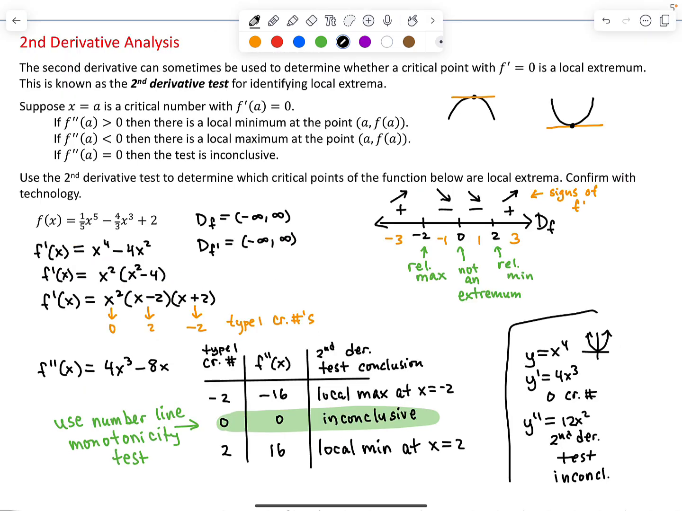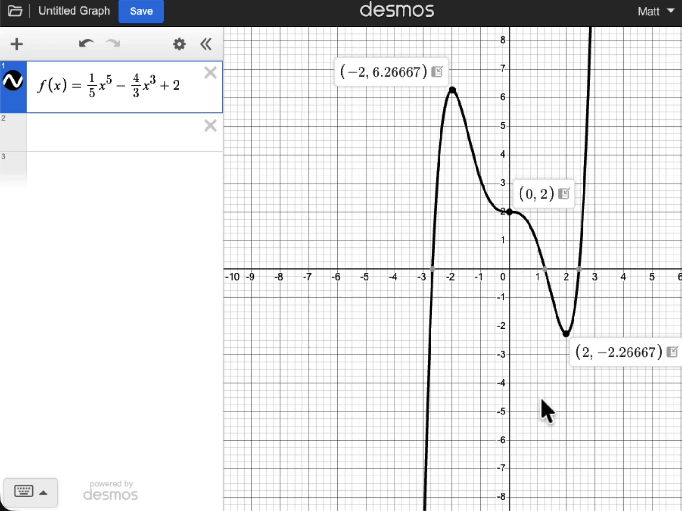So the second derivative test is inconclusive, but this is clearly a case where we have a minimum. And then just looking at our function with technology, Desmos does identify for us all of these critical points, confirming our work that we have a local max when x is -2, a flat spot that is not an extremum at x equals 0, and then a local min at x equals 2.